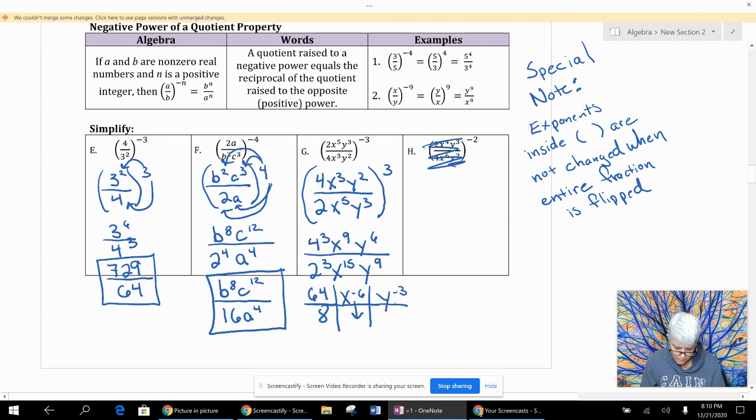This is going to get pushed down. This is going to get pushed down, and the numbers need to be simplified. 64 divided by 8 is 8. That is the only thing left on top. The x got pushed down. The y got pushed down. We are done.